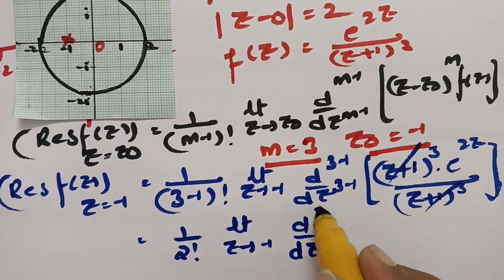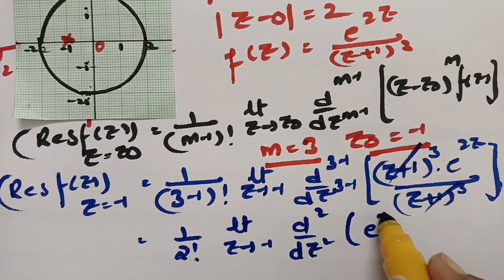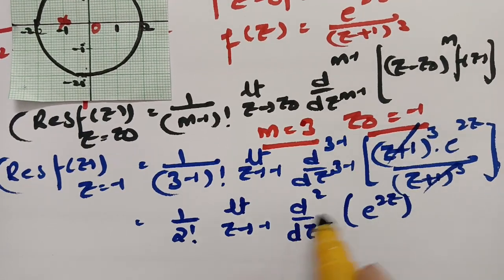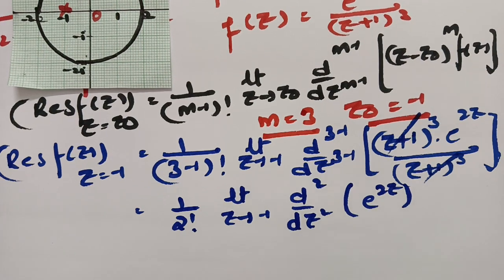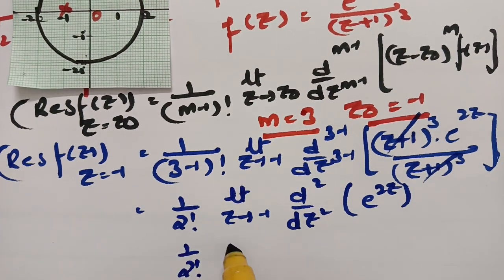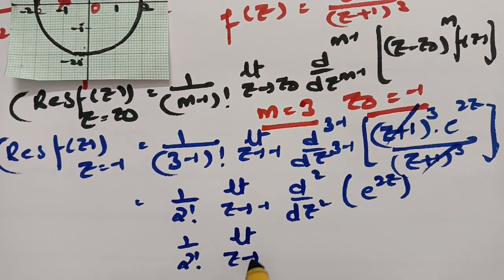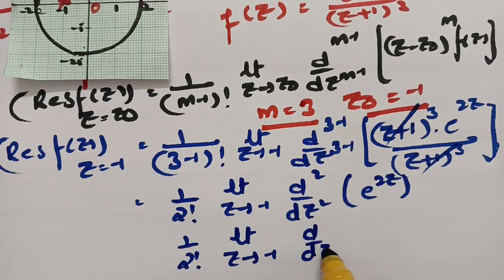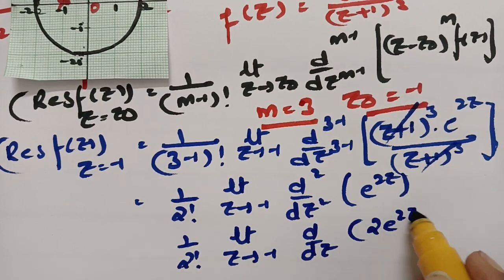This is d by dz squared of e power 2z. So we have to take the derivative 2 times. For the first time, limit z tends to minus 1, the first derivative value will be 2 into e power 2z.